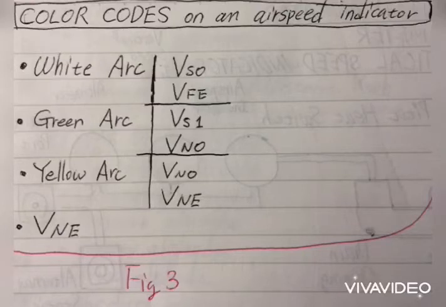Yellow arc is caution range. Yellow arc starts from VNO, ends at VNE. In this range, operations are limited to smooth air. VNO is maximum structural cruising speed. VNE is never exceed speed.